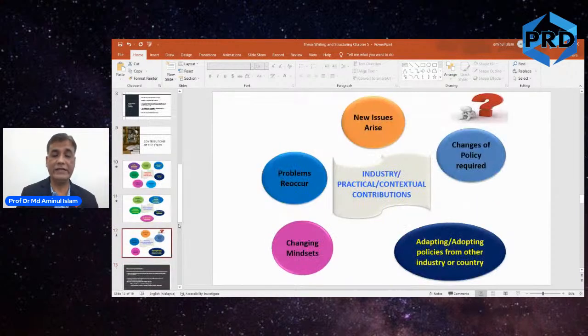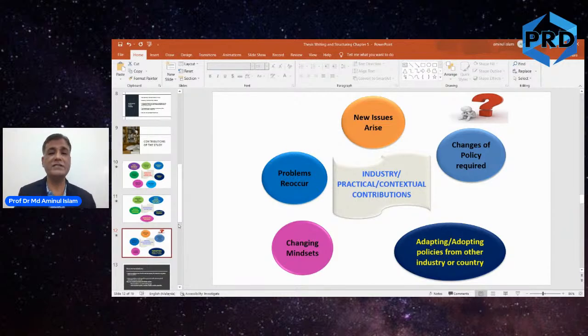And the third area where we contribute is the industrial contribution, or contextual contribution, or practical contribution. You know, there are different names used in different universities and institutions. So here, if you are doing a PhD, it is not a must, but it should be there, automatically there. Because when you have a new knowledge contribution, there must be some kind of industrial contribution, right? Because the problem comes from industry. But if you are doing a DBA, it is a must. It is a must, okay?